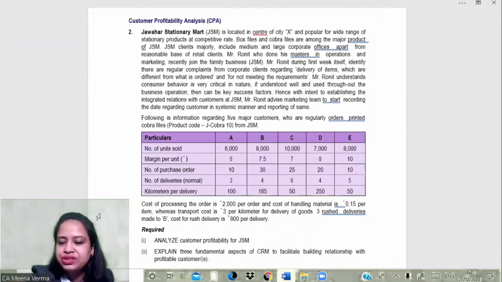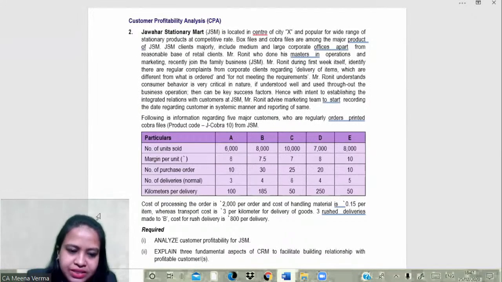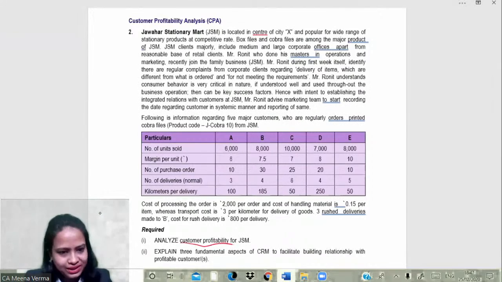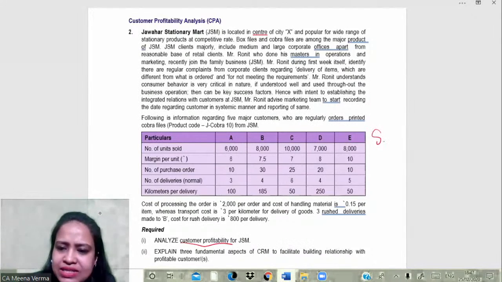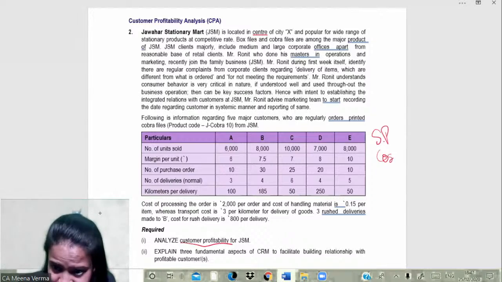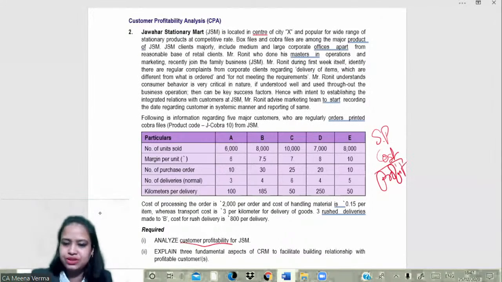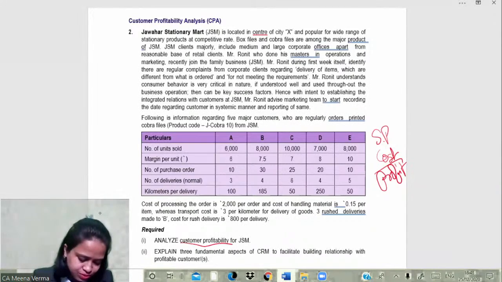Quickly read this question. And in this question also, you have to find the customer profitability and then you have to analyze it. Okay. So consider again the same selling price, cost, and then find the profit. Do this question. Read it first and try to do this on your own first. Then we will discuss.